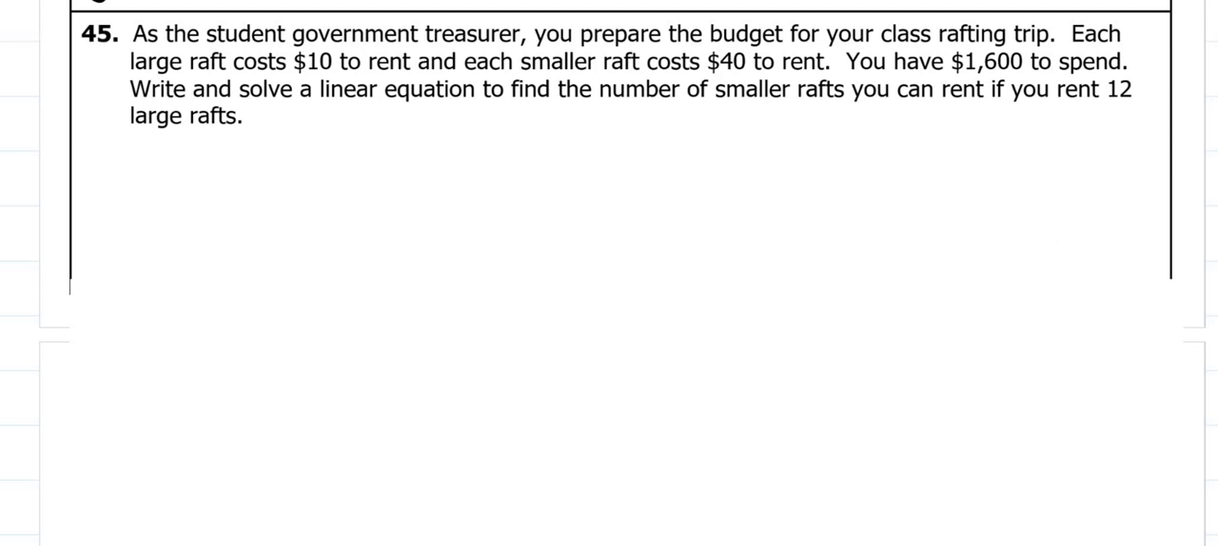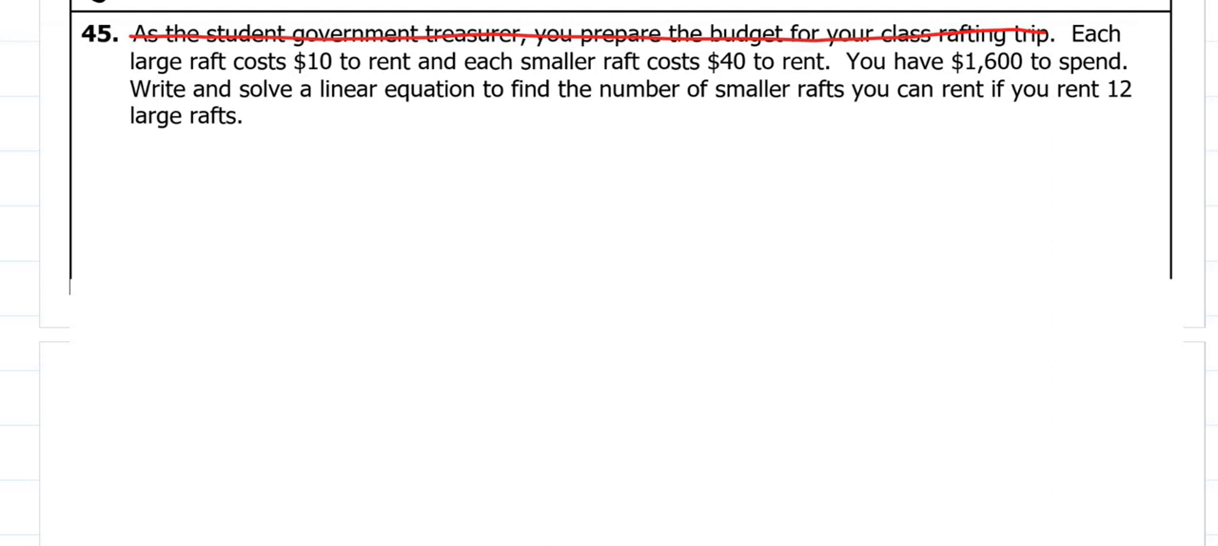Write and solve a linear equation to find the number of smaller rafts you could rent if you rent 12 larger rafts. Now that's a lot. So let's go through and start annotating, marking things up. First sentence: as the student government treasurer, you prepare the budget for your class rafting trip. Knock that out, because that is unnecessary information in solving this problem.